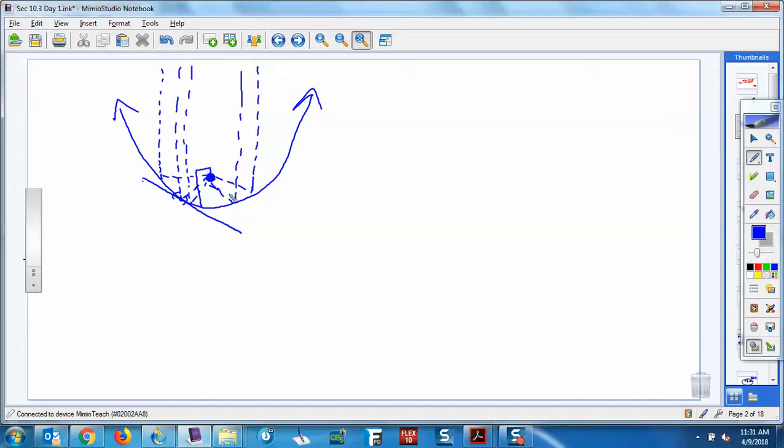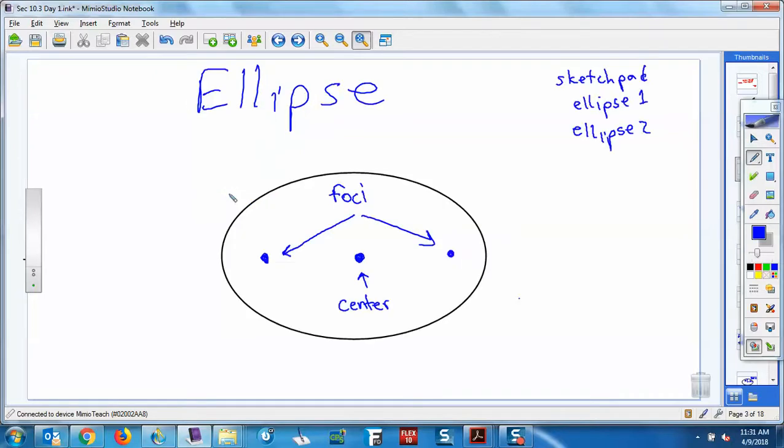Anyway, it's a very similar idea here with these foci on the ellipse. They are symmetrical, so they're equally spaced from the center. They're equally spaced from what we call the vertices of the ellipse, which would be perpendicular to each other, going up and down this way.